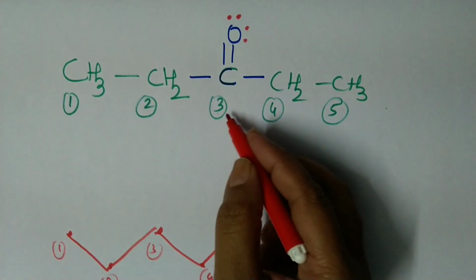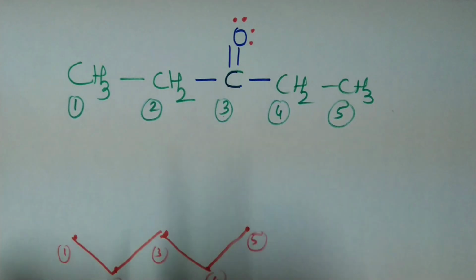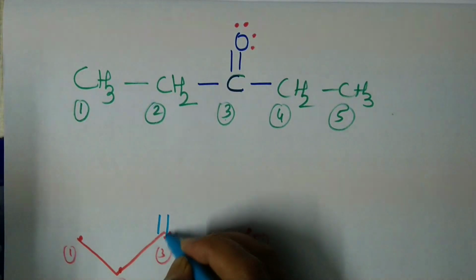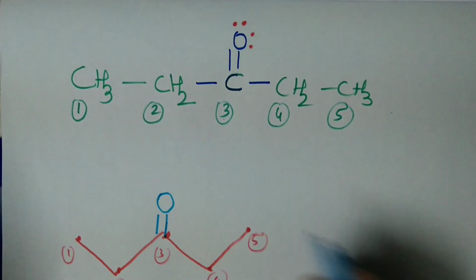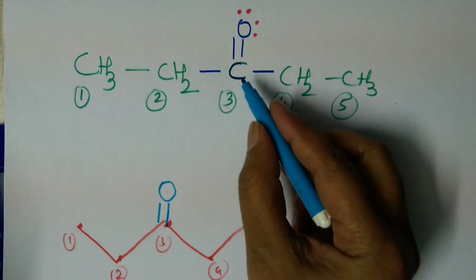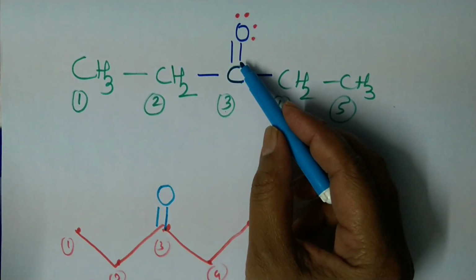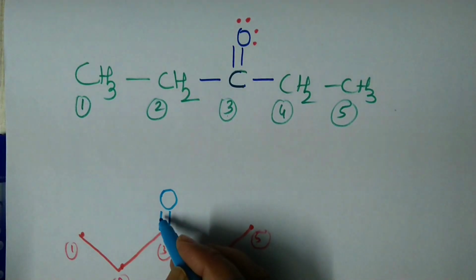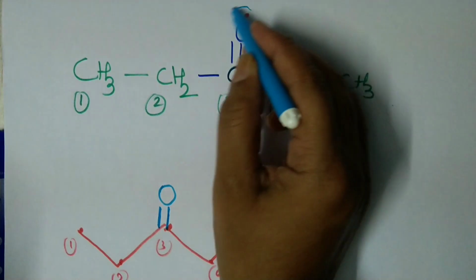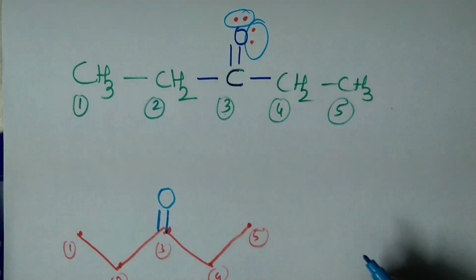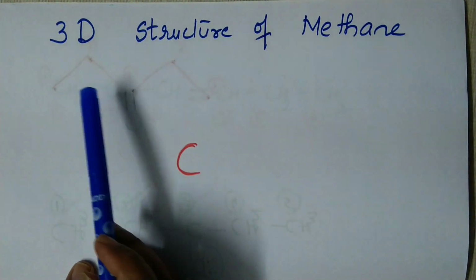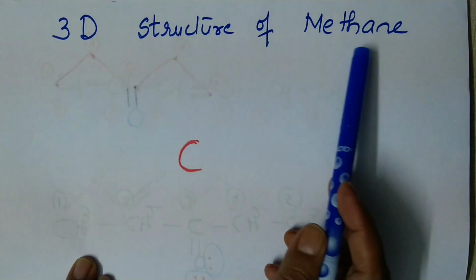On carbon number 3, you have a double bond to O. So you need to show a double bond here and write your oxygen. Understood? If you have any element other than carbon and hydrogen, then it should be shown. So here you can show these lone pairs of electrons, or you need not show them. Both are fine. Now we will learn how to write the 3D structure of methane.